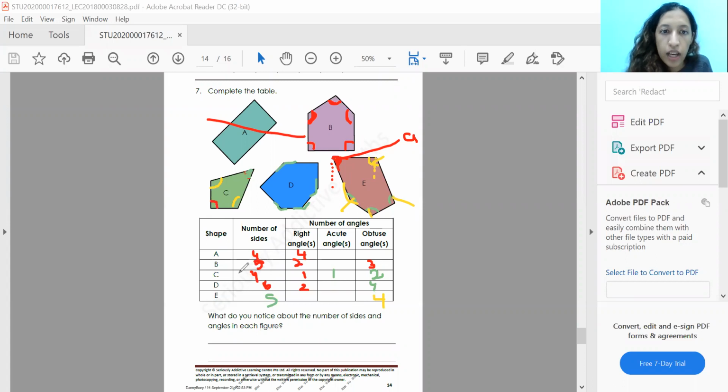All right. Okay, so what do you notice about the number of sides and angles in each figure? The number of sides and the number of angles. So let us look at A. There are 4 sides, right? How many angles are there? 1, 2, 3, 4. Let me erase all of this.